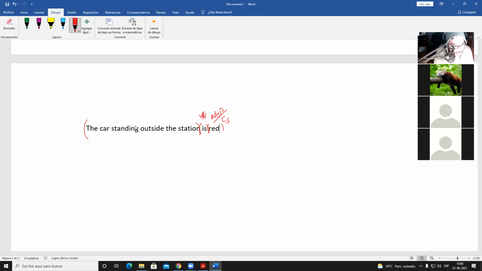So obviously, noun phrase subject. And then the most important element would be the lexeme car, which is the noun head, preceded by the determiner premodifier. And then I have outside the station.